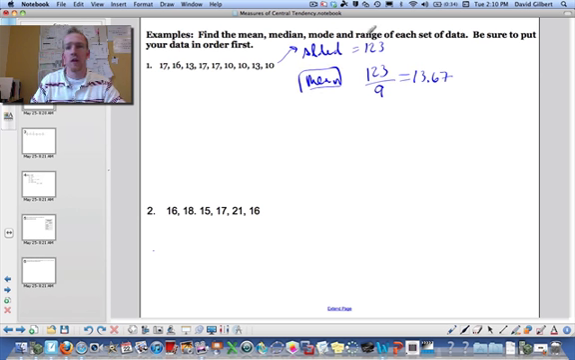For the mode and these other ones, you want to put them in order first. In order means from smallest to biggest. So there's 3 tens, and I cross them off as I do them so I don't forget. There's 13. Oh, here's another one. And then the 16 is our next biggest. Hopefully those aren't too confusing looking. And then there's 3 17s.